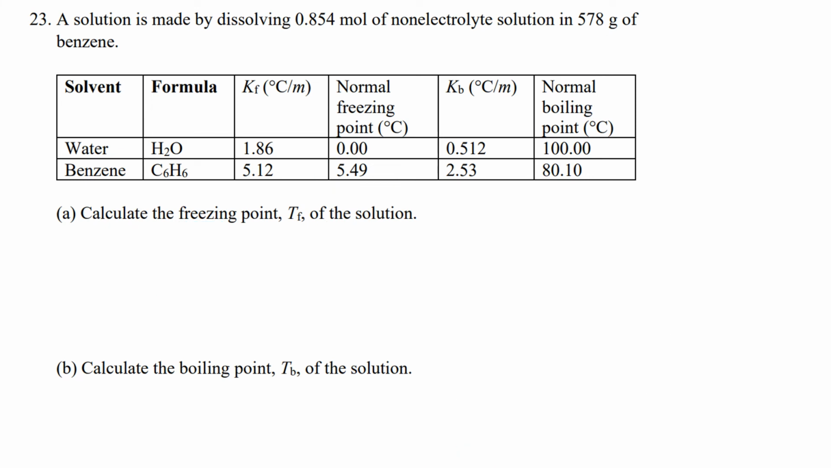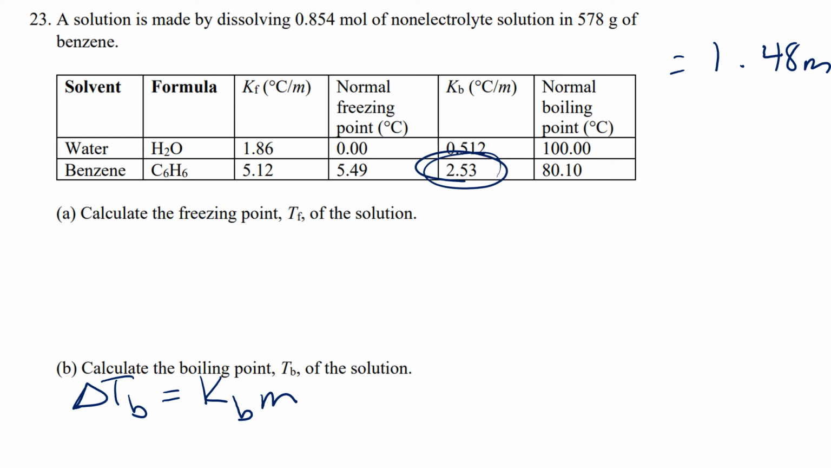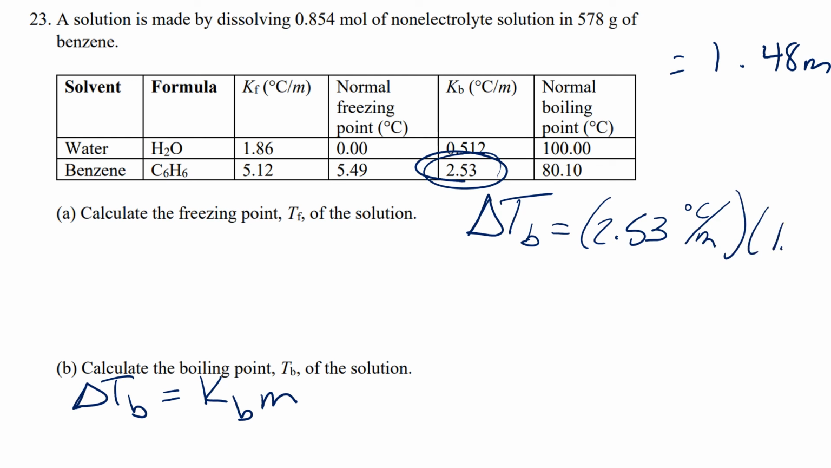Part B says calculate the boiling point of this solution. So it's similar equations. Your delta TB is equal to KB times molality, and we calculated the molality was 1.48 from the previous part. The KB in benzene is 2.53. So we can now calculate our boiling point elevation. The m's are going to cancel, and the boiling point elevation is equal to 3.74 degrees Celsius.